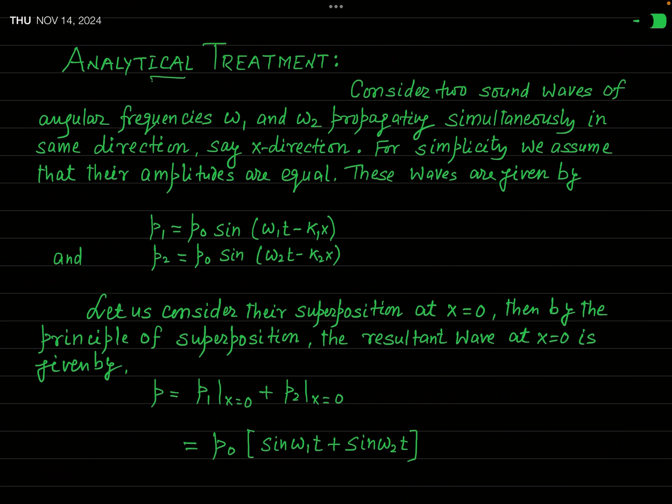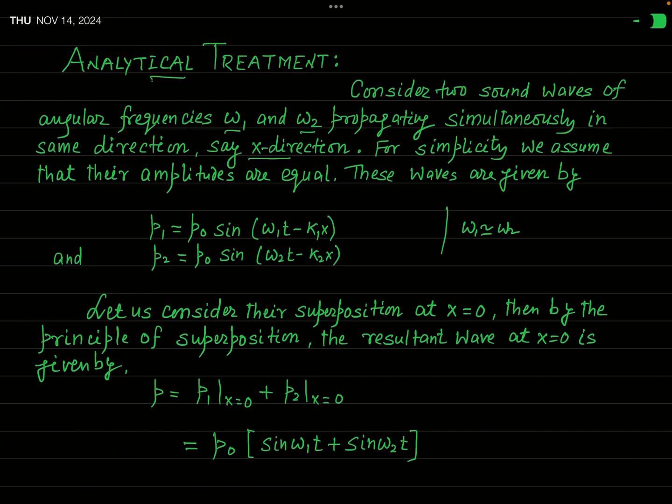Particularly in this discussion I am considering two sound waves of frequencies omega 1 and omega 2, and as you know, beats will be observed only when omega 1 is almost equal to omega 2, that is, these frequencies differ from each other by a little amount. Let us consider that these two waves are propagating simultaneously in the same direction, and we consider this direction as the x direction.